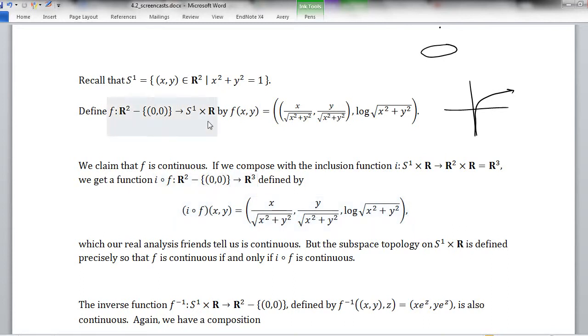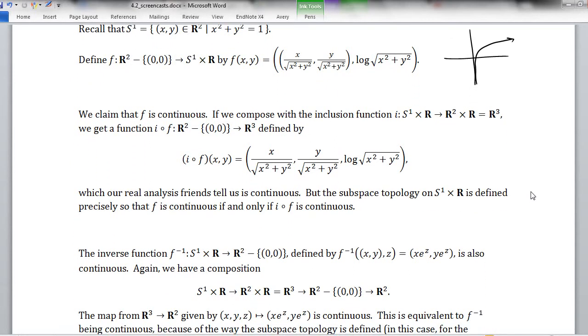But if this one's continuous, then our original function is continuous too, because of the way the subspace topology is defined. Remember, we're going to map from here to R3 by this function I, and the preimage of an open set under an inclusion function is just the intersection of that open set with your subspace. Those are exactly the sets that we've defined to be open in the subspace topology. Probably more can be said about that, but we'll leave it there for now. So, because this function is continuous by real analysis, the function f that we've defined is continuous as well.